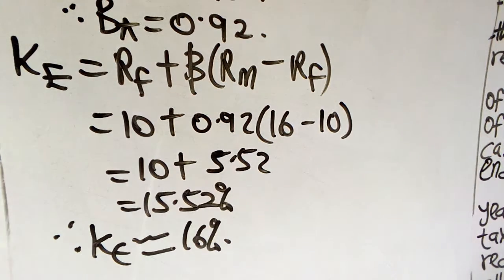Having obtained the appropriate cost of equity, the next thing you want to calculate is the base case NPV. To calculate the base case NPV, we will need the cash flows for the investment.